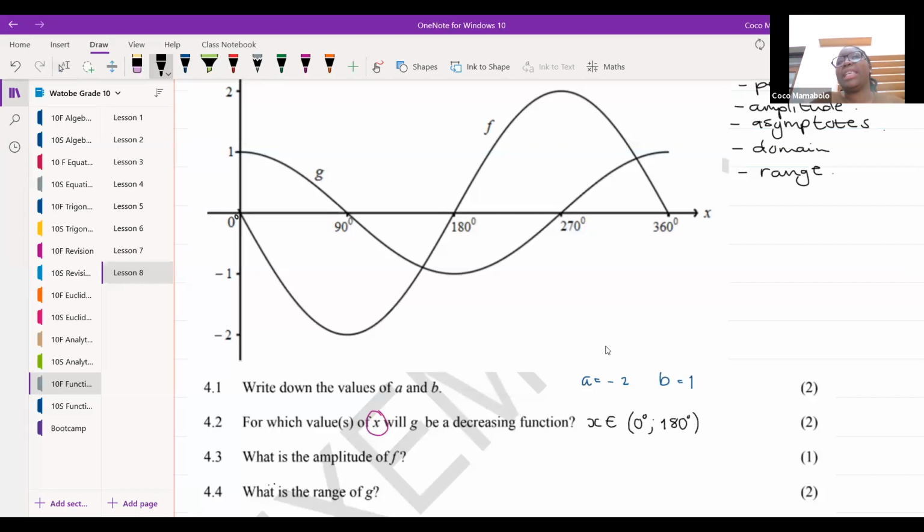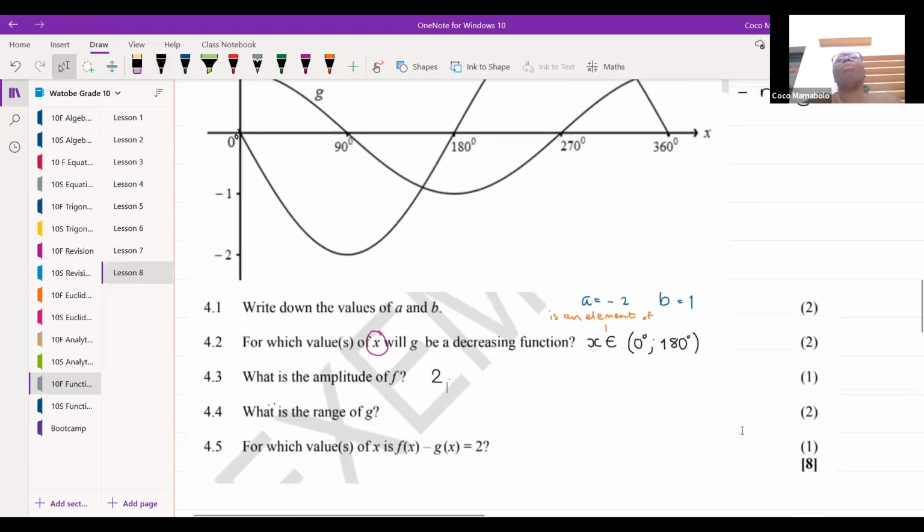Somebody said, ma'am, what does the E stand for? This stands for x is an element of. Which means x is anywhere in between any number after 0 and 180. Okay, E element. Thank you, teacher Nels. That's it. All right, so we know that the amplitude of f is 2. That was an easy enough question. There wasn't really much that they wanted from there.